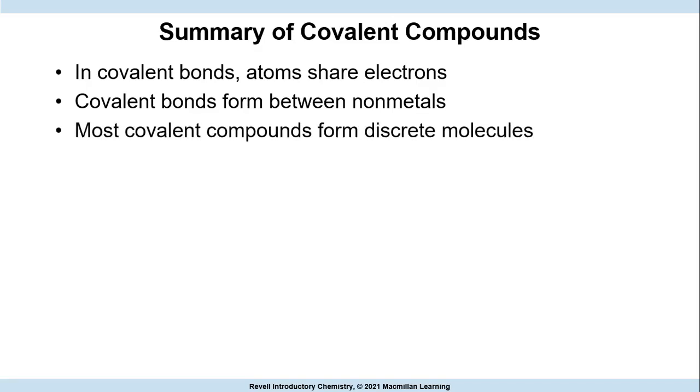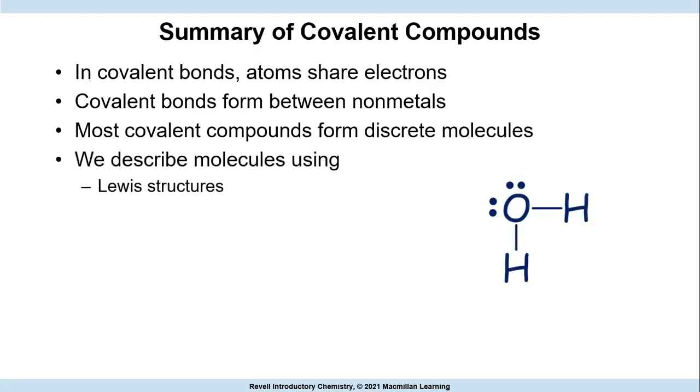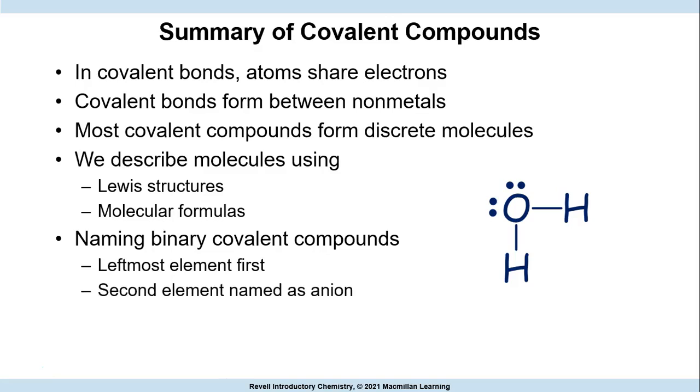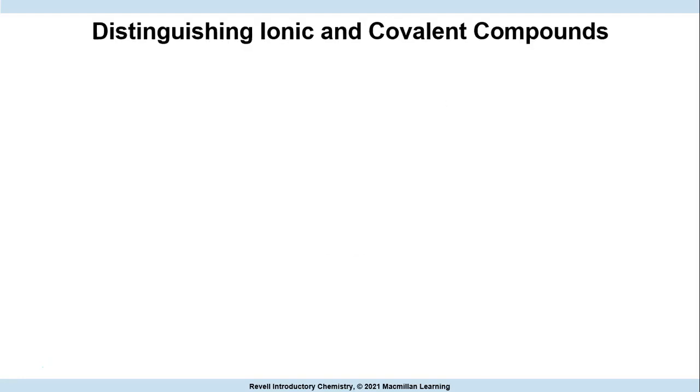So most covalent compounds form discrete molecules, and we describe molecules using the Lewis structure, as we've shown. Now, we will get to chapter 9, and in chapter 9, we'll talk more about the Lewis structures. So we describe molecules using the Lewis structures, using the molecular formulas, and naming binary covalent compounds. We've said you name the element first, which is the leftmost, and then the second element named as an anion.